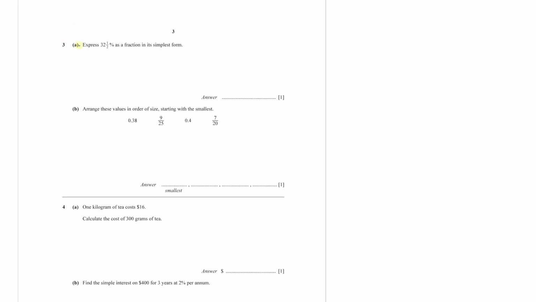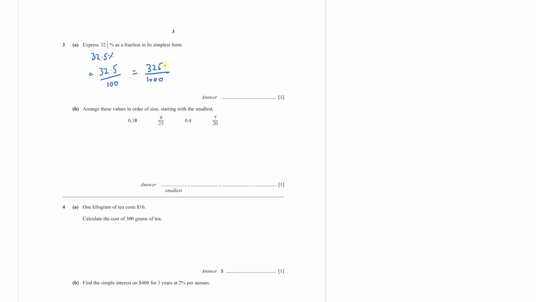Question 3 is express 32.5% as a fraction. I can write this half as 0.5, 32.5%. So that is equal to 32.5 over 100. Since we have to represent this as a fraction, I have to move this decimal 1 place to the right. I cannot have any decimal in my values. So this becomes 325. Since I moved this to the right, I will have to divide by 10. So 100 times 10 in the denominator will become 1000.